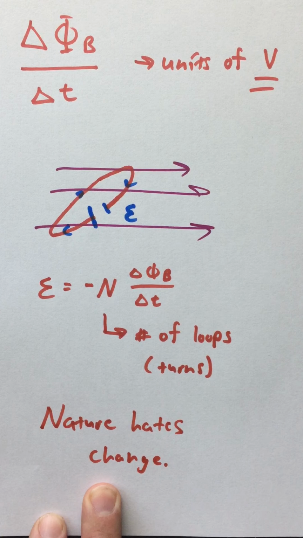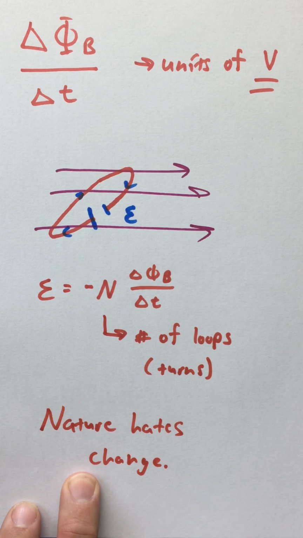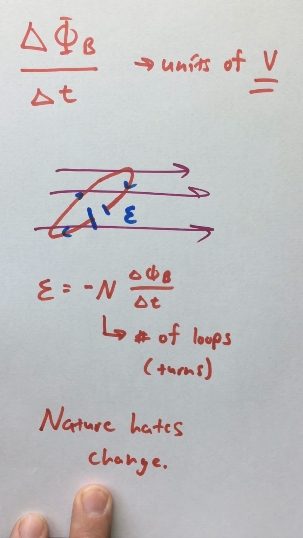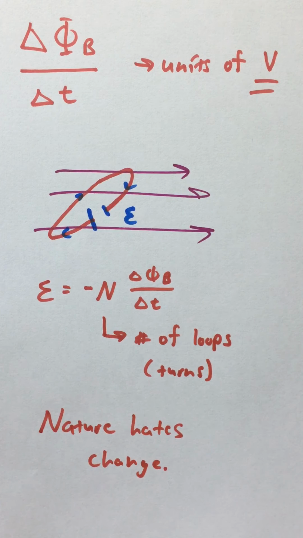But we saw this in mechanics. Newton's first law. If you don't do anything to a system, it keeps doing exactly what it's doing. You have to go in and change it. This is all over physics. Nature hates change. And so nature does not like the fact that there is a change in flux here. So she tries to counteract it.